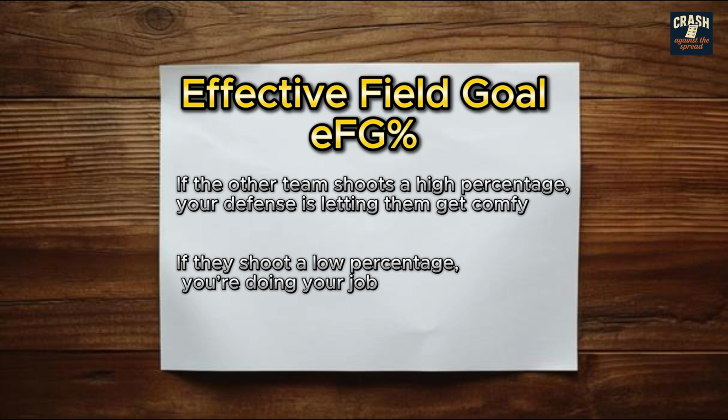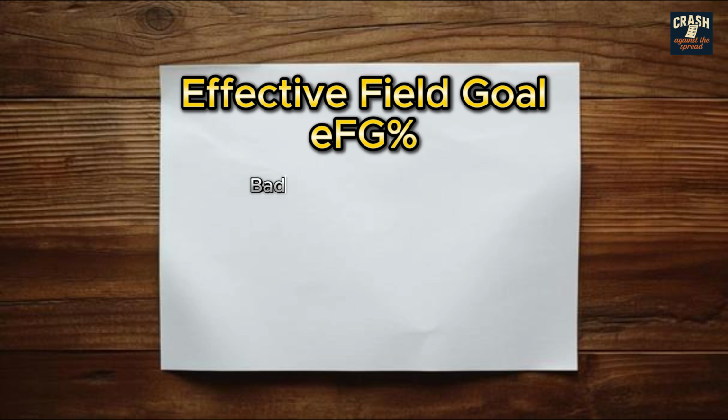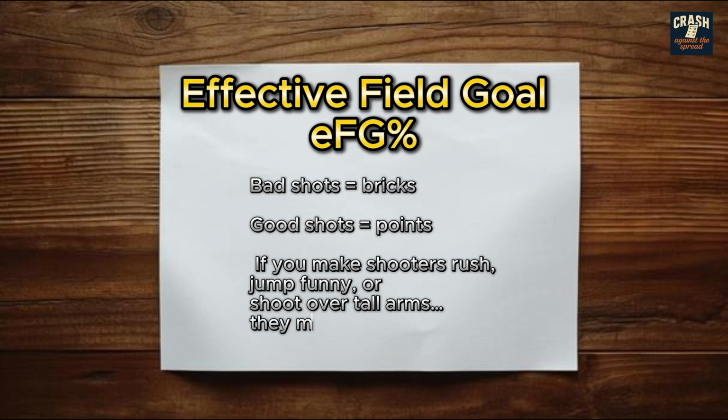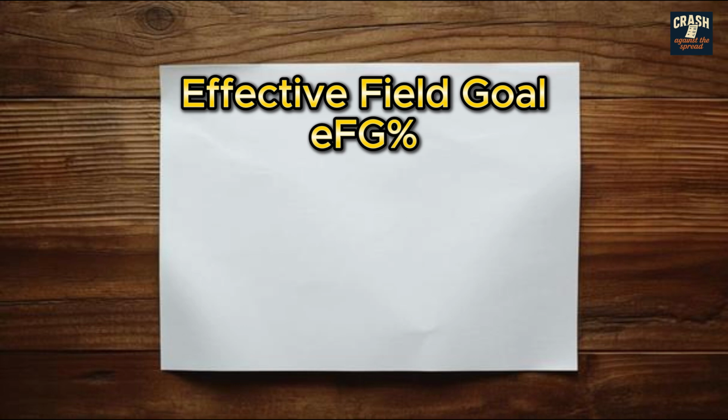This stat is powerful because it shows if shots are easy or hard. Bad shots equals bricks. Good shots equals points. If you make shooters rush, jump funny, or shoot over tall arms, they miss more. That's defense. How to walk through the math: measure how well opponents shoot while giving extra credit for threes.